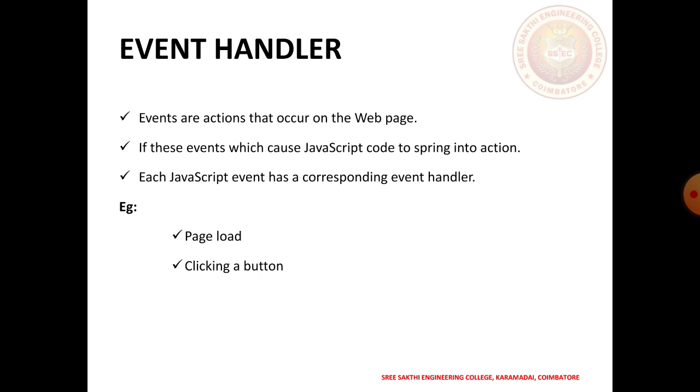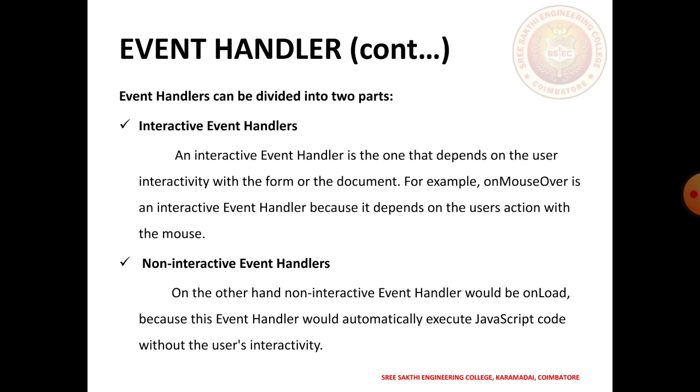For example, when a page gets loaded, when a user clicks a button, or minimizes a window, these are the different kinds of events that take place. What are the types of event handlers? Interactive event handlers and non-interactive event handlers. Interactive event handlers depend on the user's interaction with the form. Non-interactive event handlers execute the JavaScript code automatically without user interaction.